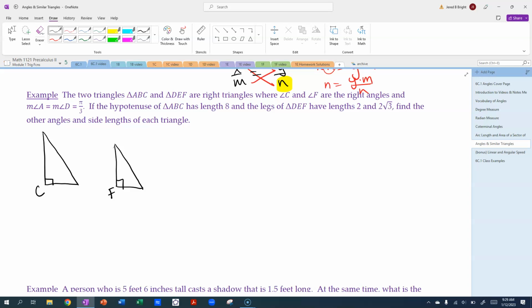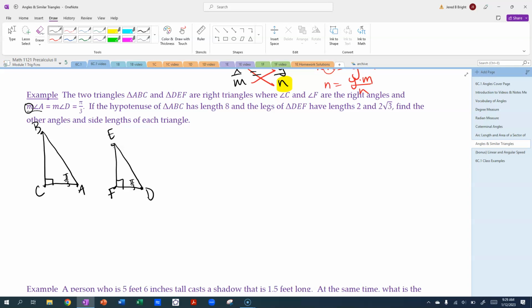We typically put the angles at the vertices. So C, and then it really doesn't matter which one's A, B. I'll do it like this, A, B, and then following the same order, this would be D and E. The order is important here, otherwise it would just be a reflection. So we've got a picture. We have right angles, and it says the measure of angle A and the measure of angle D are both pi over 3.